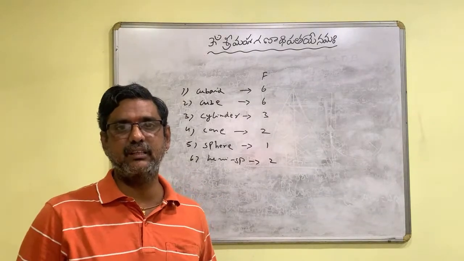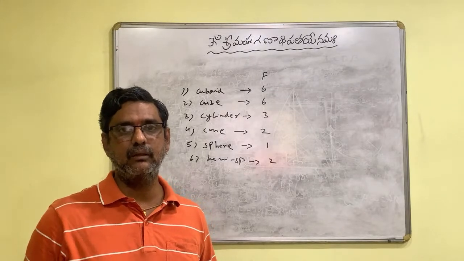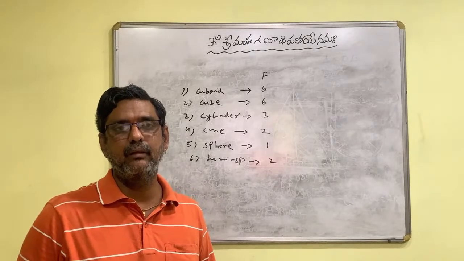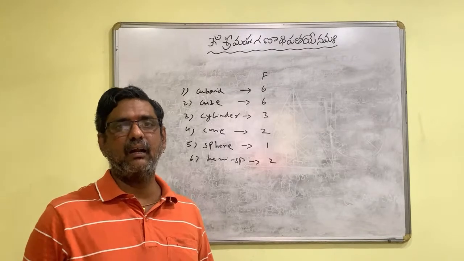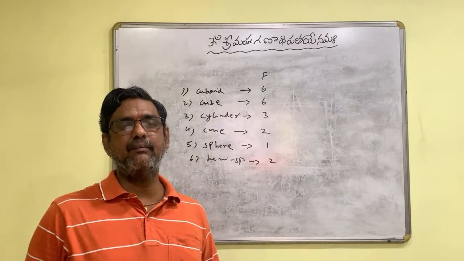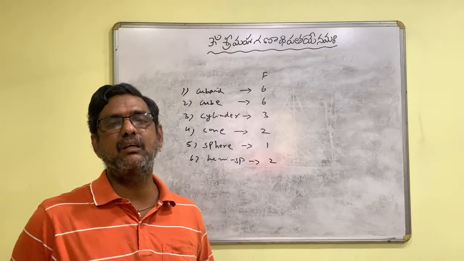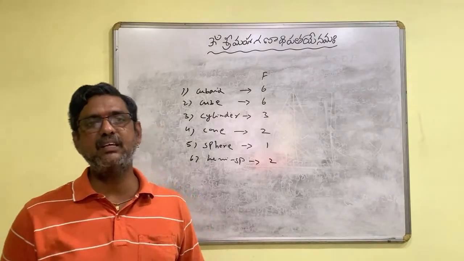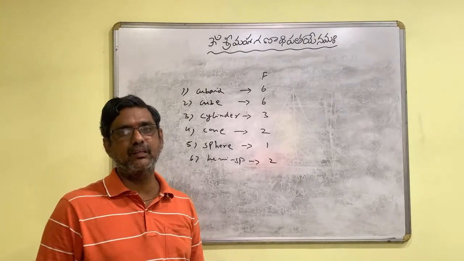This is what we have discussed in the class. Cuboid has 6 faces and all the 6 faces are rectangles. Cube also has 6 faces and all the 6 faces are squares. Cylinder has 3 faces. Top and bottom are circles and the lateral face is the curved face. Cone has 2 faces. One is the bottom, the other is the curved face. The top of the cone is a vertex. The bottom is a circular face, and the remaining face is the curved face. So cone has only 2 faces.